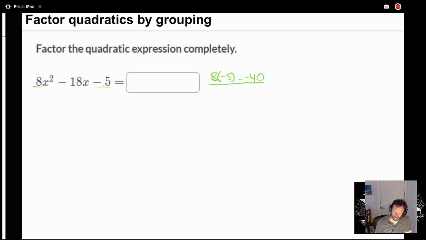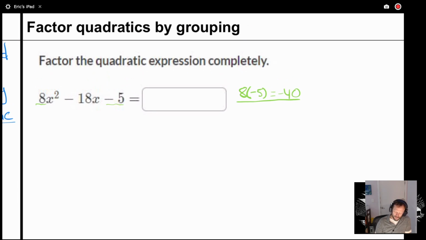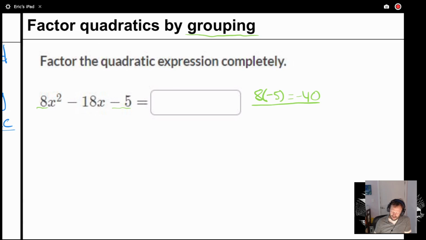And then to consider all the factors of negative 40, we're doing the technique called grouping here. We're going to consider all the factors of negative 40, and we're going to find the special factors that add up to negative 18. So what are the factors of negative 40? Well, first of all, I have negative 1 and 40. But if I'm multiplying together to get negative 40, I could do it the other way as well. I could have 1 and negative 40. Okay, I could have 2 and negative 20. And similarly, you could have negative 2 and 20.